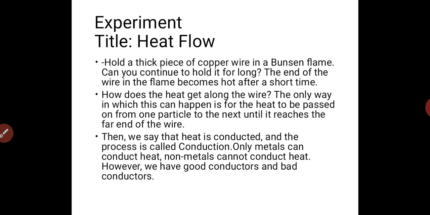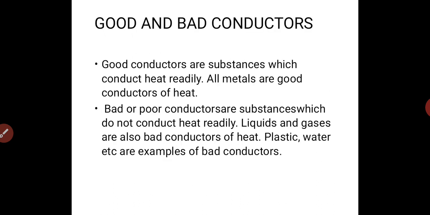However, we have good conductors and bad conductors. Before we move to this, what are conductors? Let us explain what conductors are. A conductor is something or material that can transmit electricity, heat, light, or sound. Anything that can transmit light, that can transmit sound, we call it what? Conductor. So let's see the examples of good conductors and the examples of bad conductors.